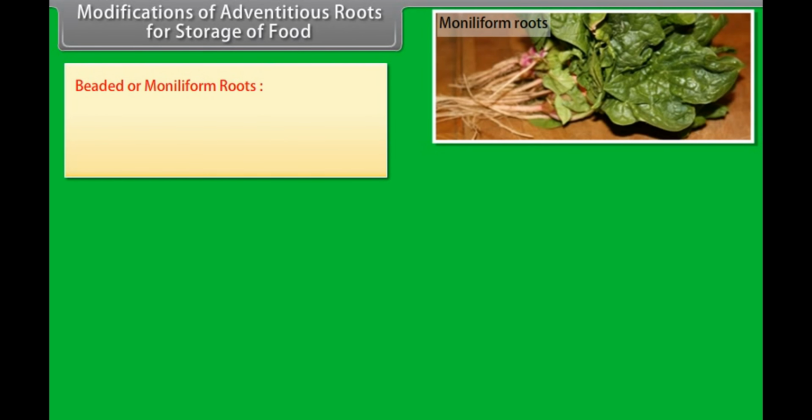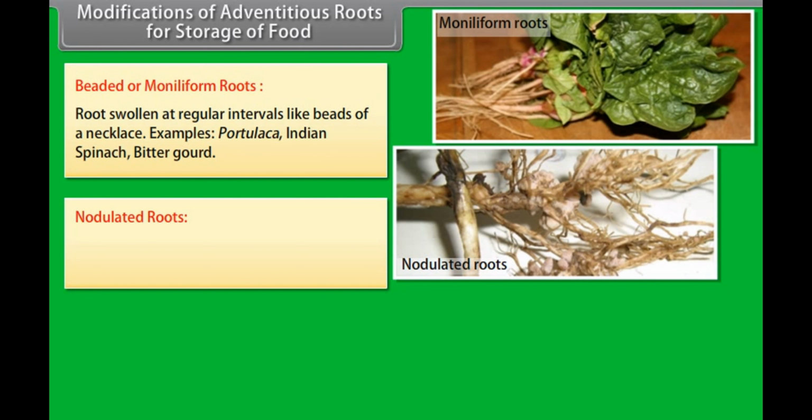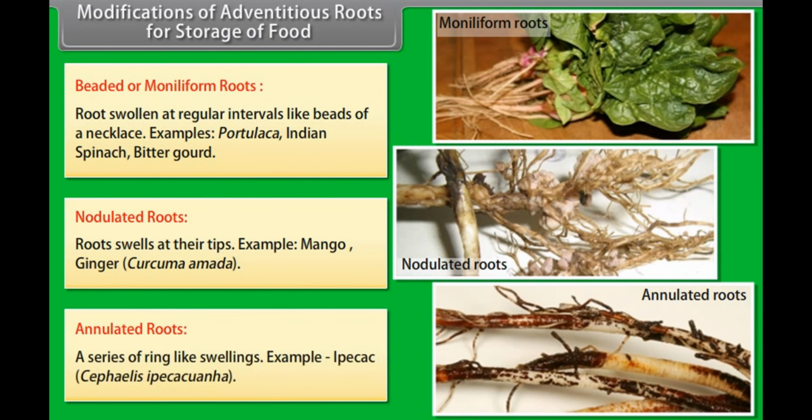Beaded or moniliform roots: roots swollen at regular intervals like beads of a necklace. Examples: portulaca, Indian spinach, bitter gourd. Nodulated roots: roots swell at their tips. Examples: mango, ginger. Annellated roots: a series of ring-like swellings. Example: ipecac. Modifications of adventitious roots for mechanical support.